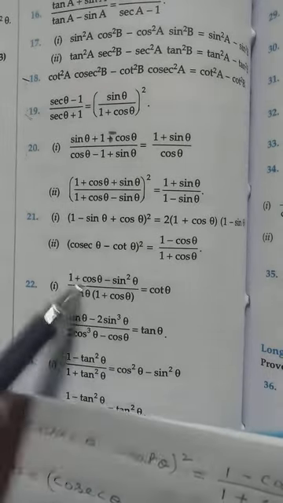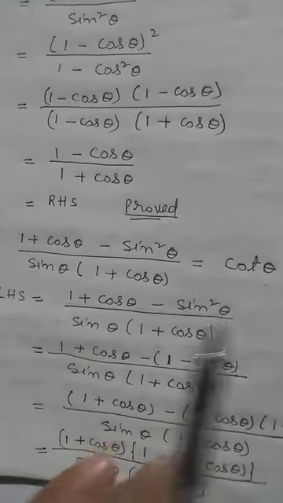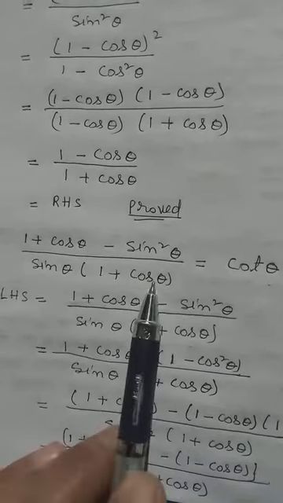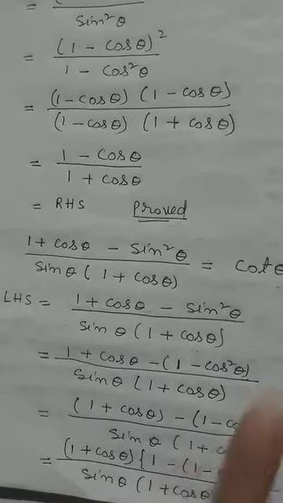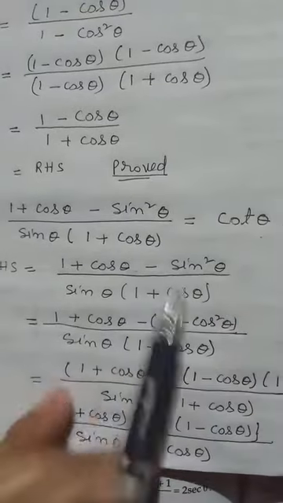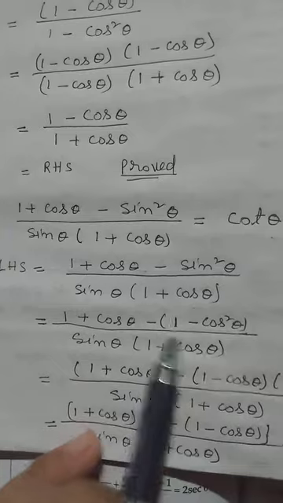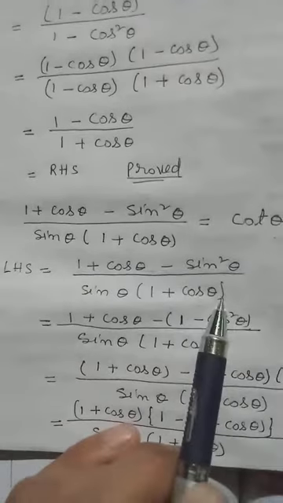We have this one. We want only cot theta. 1 plus cos theta, we cannot do anything. But in the right hand side, we want only cot theta. We want to remove 1 plus cos. So for the time being, let it be this one. Then sin square theta, we have the identity. We can write it as 1 minus cos square theta. Since we have minus, let's put it inside a bracket. Then down we have 1 plus cos theta.